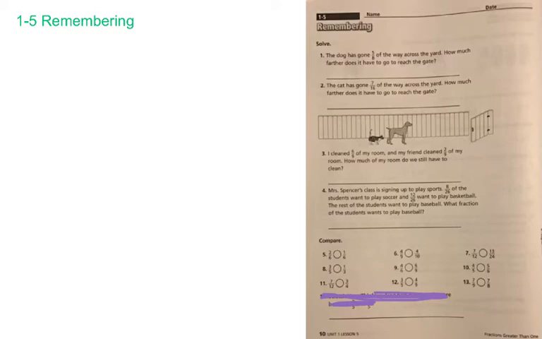It reads, the dog has gone 5/8 of the way across the yard. How much farther does it have to go to reach the gate? And you can see there's a little picture here of the dog and the cat. But this is one where you can use a number line. And sometimes a number line can help you create a clear picture.